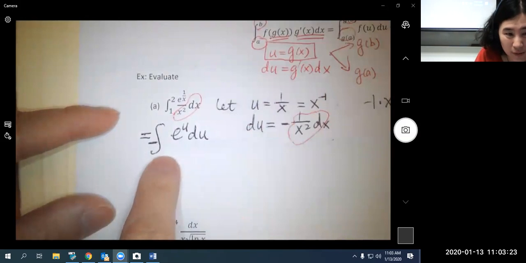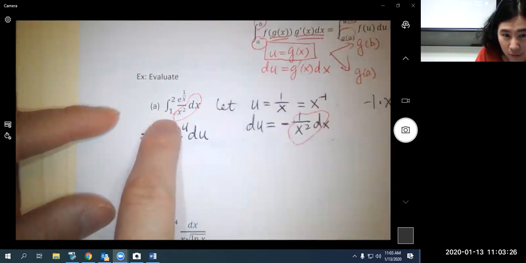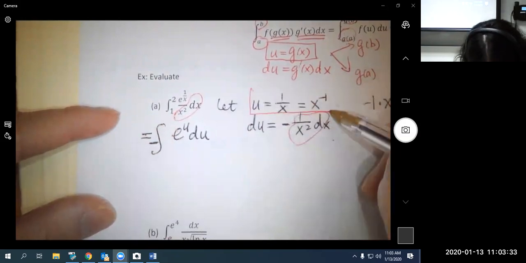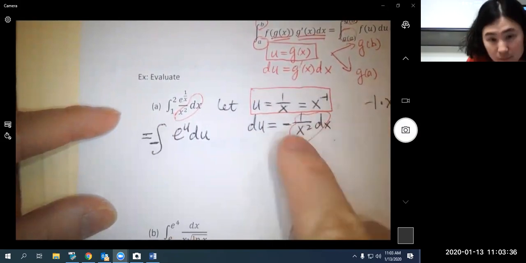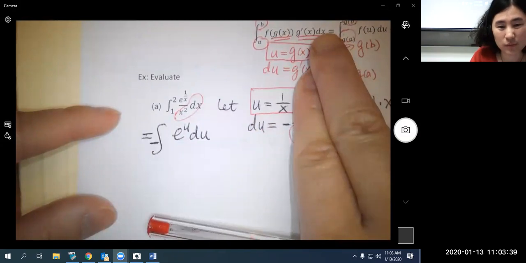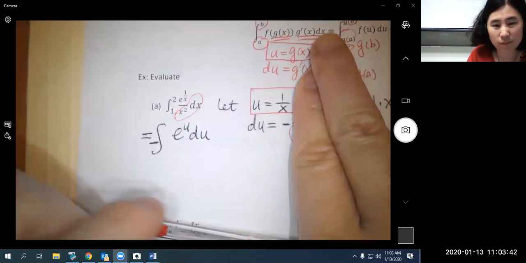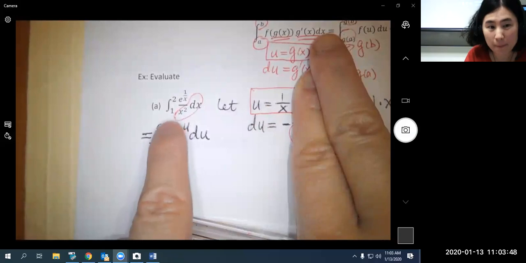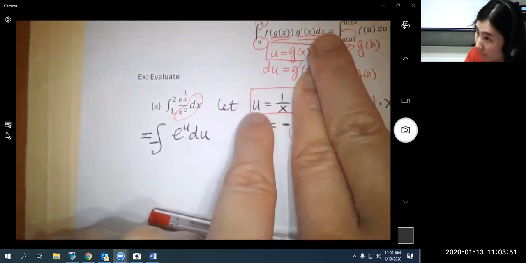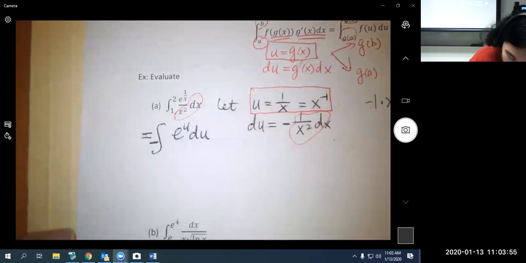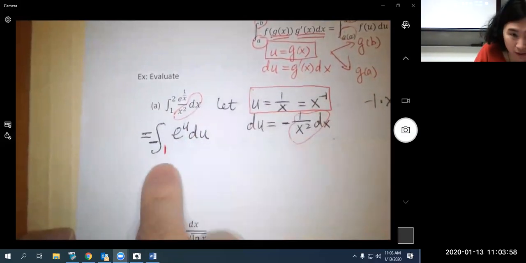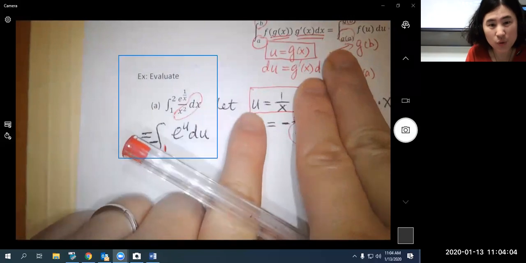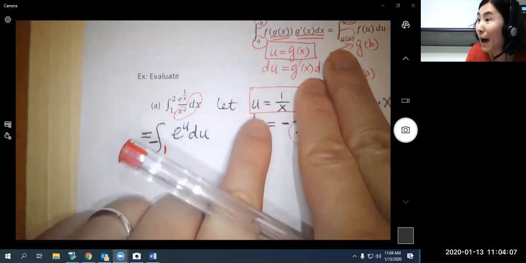All right, now here is the thing. The limits for u. How to figure out the new limits? Because u equals 1 over x. So when x equals 1, what is the u value? 1 over 1 is what? 1. So the lower limit for u is 1. When x equals 2, u equals what? 1/2.